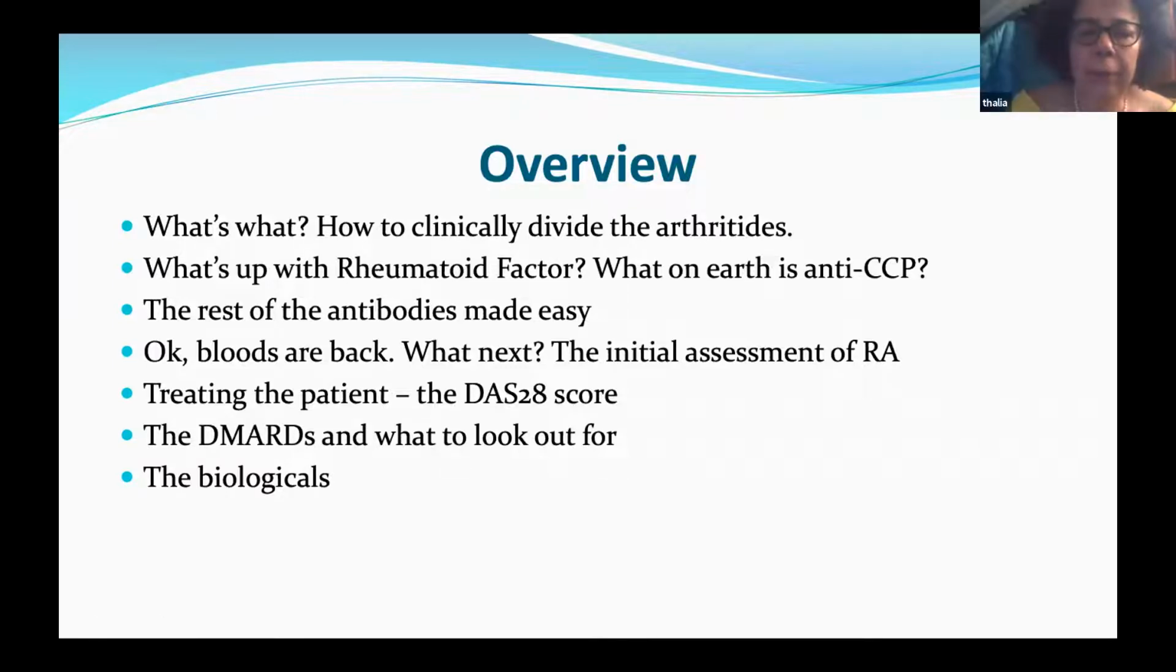So we're going to present how to clinically divide the arthritis, what is happening with rheumatoid factor and anti-CCP, the rest of the antibodies, then, okay, bloods are bad, so what? Treating the patient, DAS28 score, and disease-modifying antirheumatic drugs and biologics.